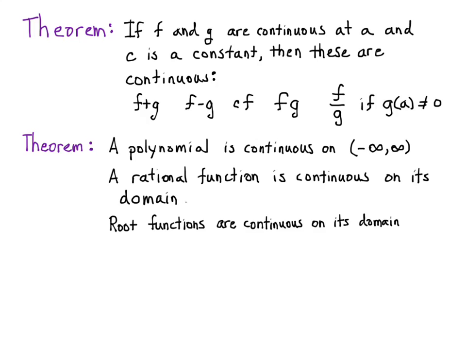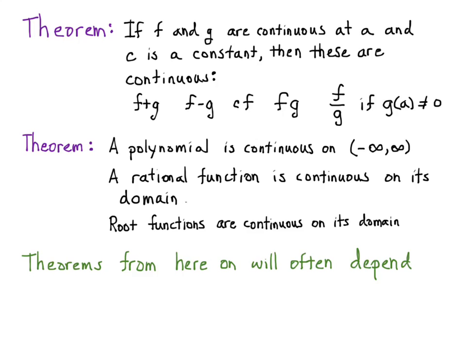A rational function is continuous on its domain. This means that any place that we're not dividing by zero, since a rational function is the ratio of two polynomials, and its domain is all the places where you're not dividing by zero, in all those places we have a continuous function. And root functions are continuous on their domain as well, so long as we're not doing something like taking the fourth root or the square root of a negative number. What do you mean by on its domain? All the values that the function is defined at, all the values of x.